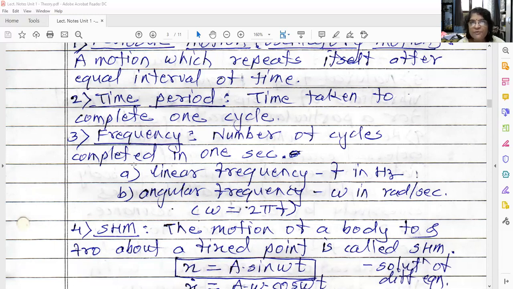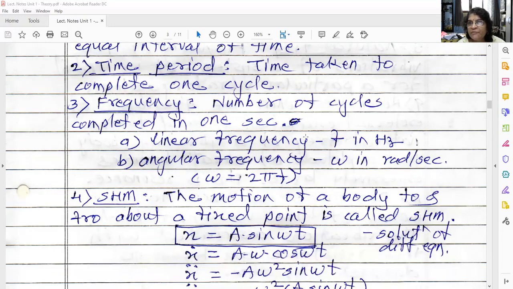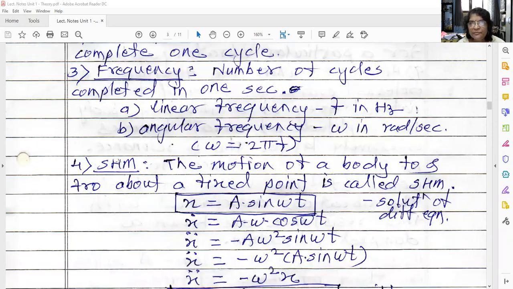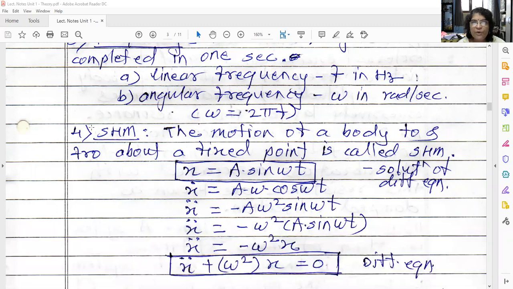So there are 2 types of frequency: linear frequency, which is denoted by f, and its unit is hertz. Second is angular frequency. It is denoted by omega, and its unit is radian per second. So the relation between these two is omega is equal to 2 pi f. Now next is simple harmonic motion. The motion of a body to and fro about a fixed point is called SHM.